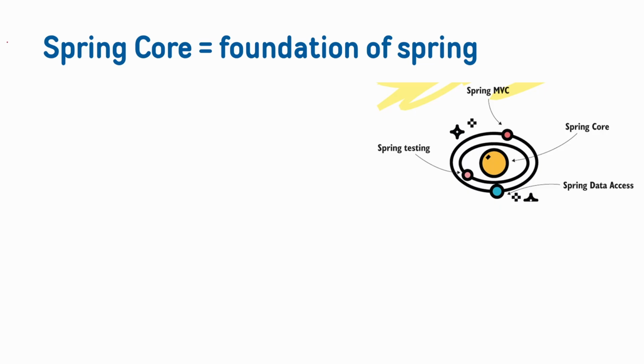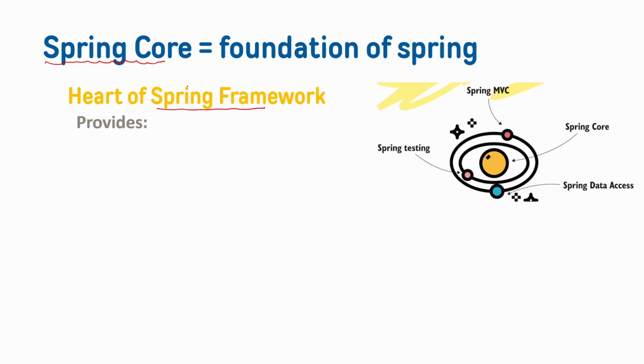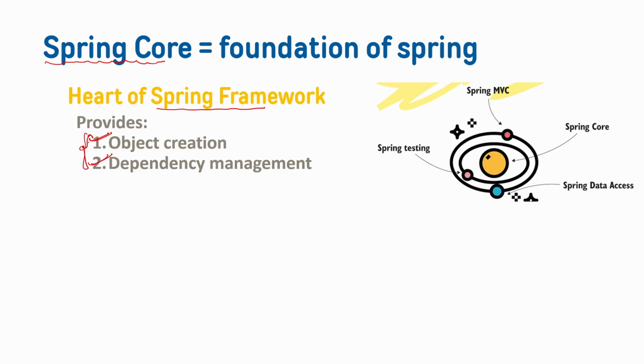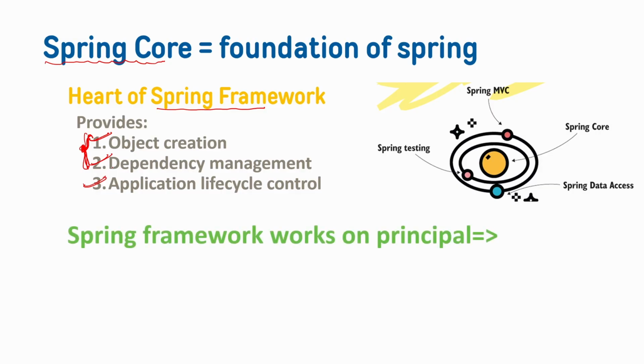Now let's see what Spring Core is. Spring Core is the heart of the Spring framework, and it holds all the frameworks together. It provides several functionalities like object creation and dependency management. If you're not understanding this, don't worry, you will easily understand it when I explain it. It also controls the application lifecycle. So we can say that Spring Core is the heart of the Spring framework.